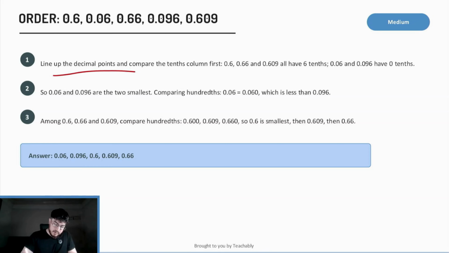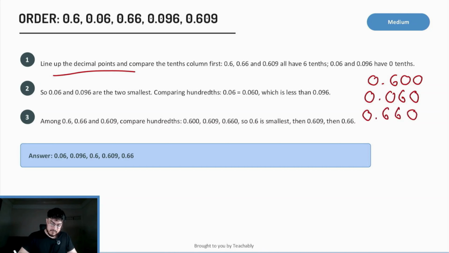So you can read these, but let's just do this on the side. So the longest string is going to be 0.000. So I'm just going to write everything in that sort of format so that we're comparing apples with apples and not apples with oranges. So we've got 0.6, but remember we just want them to be 4-digit strings. So I'm going to put 0.600. Then the next one is 0.06, and then I'm going to put a 0. Then the next one is 0.66. Then I'm going to put a 0 after that.